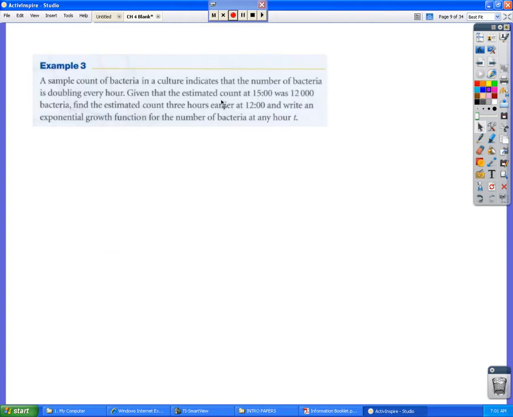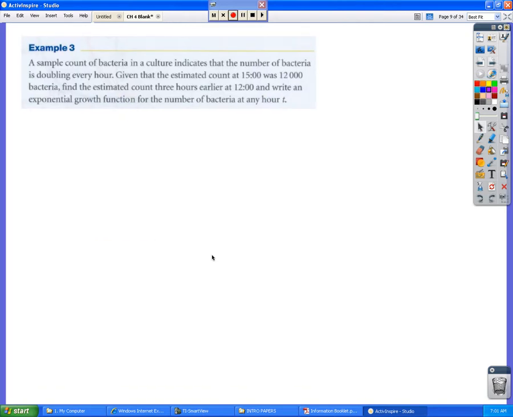Let's look at this example. A sampling count of bacteria in a culture indicates that the number of bacteria is doubling every hour. Given that the estimated count at 1500 hours, so 3 p.m., was 12,000 bacteria, find the estimated count 3 hours earlier at noon and write an exponential growth function.